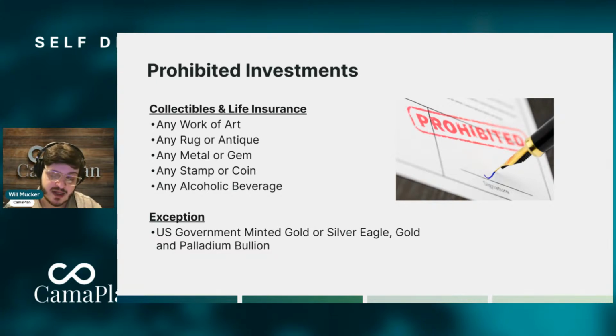And then at the bottom, like I mentioned with the last slide when we were talking about precious metals, there is that exception made by the IRS for U.S. government minted metals that meet certain quality and purity standards, and they vary depending on the actual metals themselves. Precious metals dealers that you're working with are already probably aware of these requirements, and if not, we can have a conversation with them if you'd like. But you can purchase precious metals through your IRA.